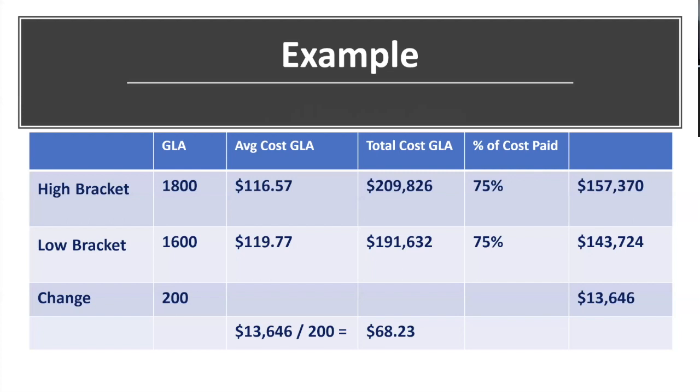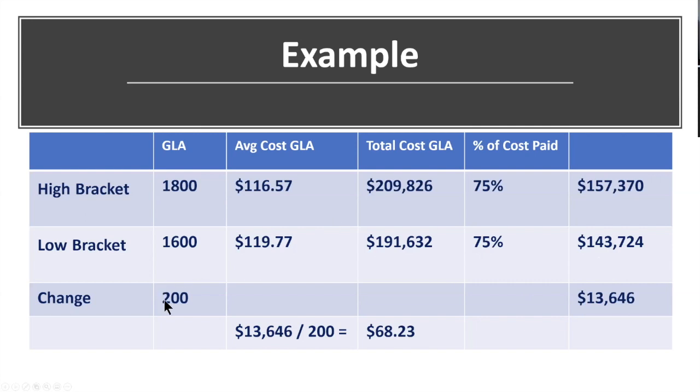Here's an example. Here's the 1,800 square foot house. The cost manual says it's $116.57 per foot. The total cost is $210. We saw that already. The market's paying 75% of cost. How do we know that? Because effective age is 15 years, okay? So the market's paying $157.4 for the larger house, and they're paying $143.7 for the smaller house. You know, 16 times 120, 75% of that, so 144.